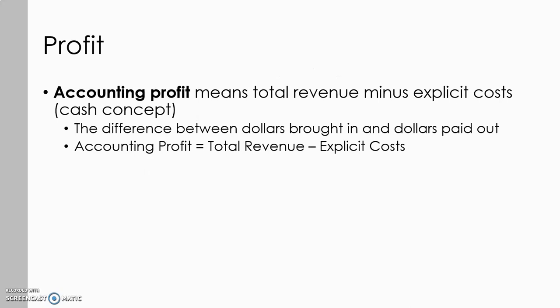Accounting profit is total revenue minus only explicit costs. So that's dollars in minus dollars out. So if you turn an accounting profit, you're making money, which is good.